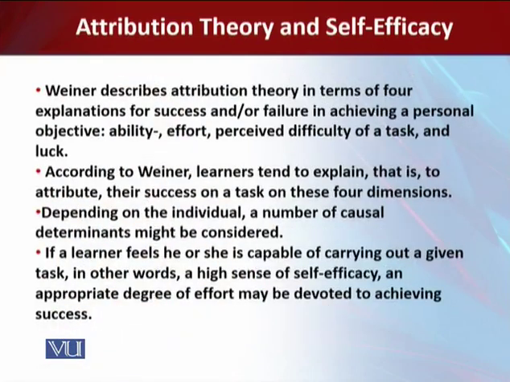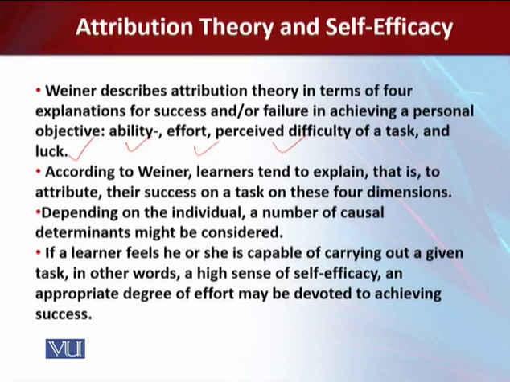We have Weiner, who describes attribution theory in terms of 4 explanations for success and failure in achieving personal objectives. One is ability, effort, perceived difficulty of a task, and luck. 2 of those 4 factors are internal to the learner, which is ability and effort, and 2 are attributable to external circumstances outside of the learner, that is task difficulty and luck. According to Weiner, learners tend to explain, that is, to attribute their success on a task to these 4 dimensions.